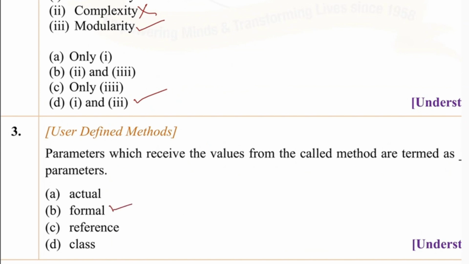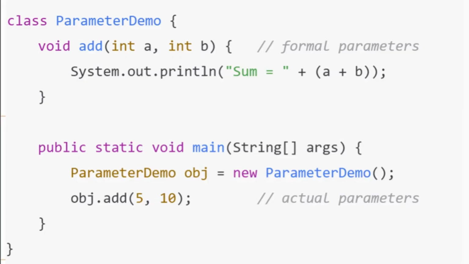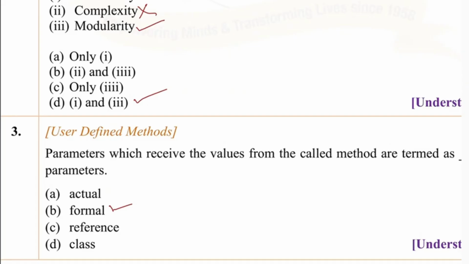This is your function define parameter, formal parameter, and actual parameter is parameter used in function call. Okay. So this is your formal parameter which receives the value from the actual parameter.